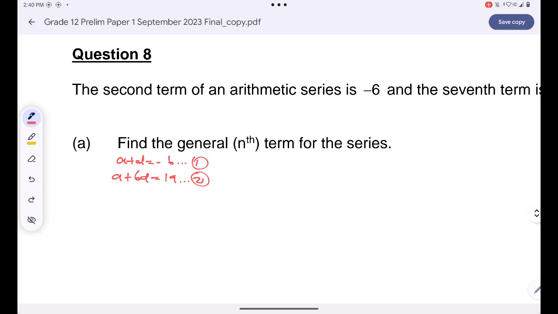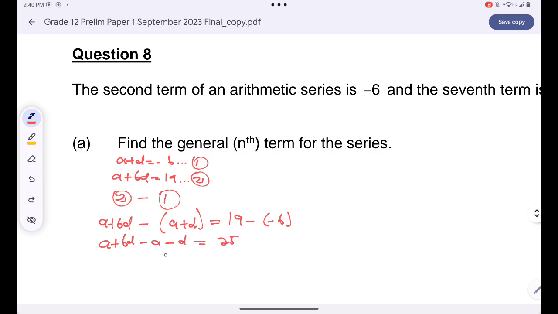There are many ways to kill a cat. I prefer to say equation 2 minus equation 1. I'll simply have a plus 6d minus a plus d, and then on the right hand side I'll have 19 minus -6. And then I'll end up having a plus 6d minus a minus d is equal to 25. And then the a's will simply subtract one another. And then I'll be left with 5d is equal to 25. And hence d is just equal to 5.